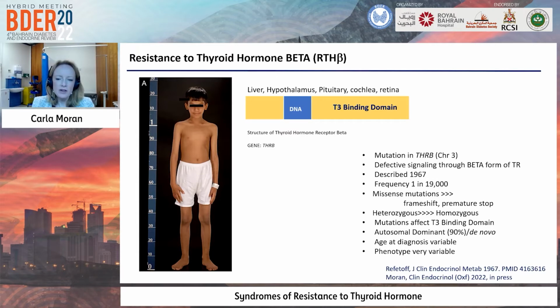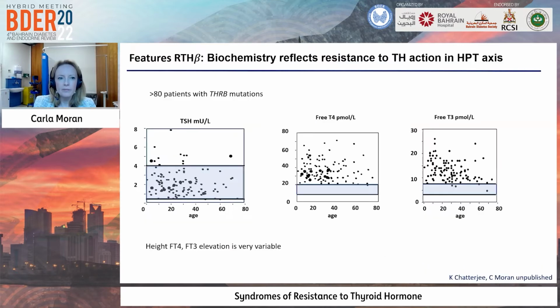Most patients have inherited the condition in an autosomal dominant fashion, but it can arise de novo. The age at diagnosis is very variable, and the phenotype is also very variable. In common to all patients is abnormal thyroid hormone biochemistry.